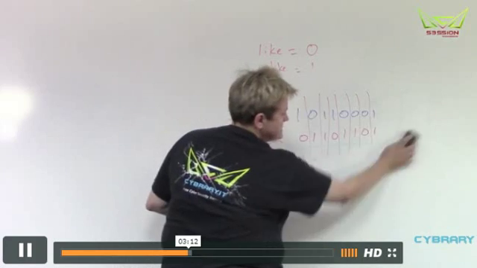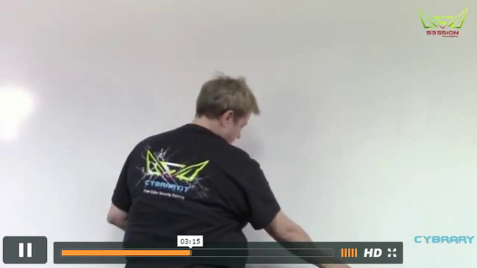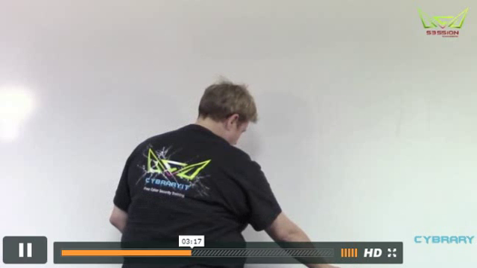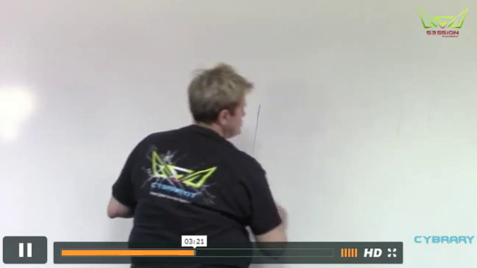Now a block cipher is more complex. It's considered to be more secure, but it does take longer. It takes more overhead, it's more difficult to reverse.